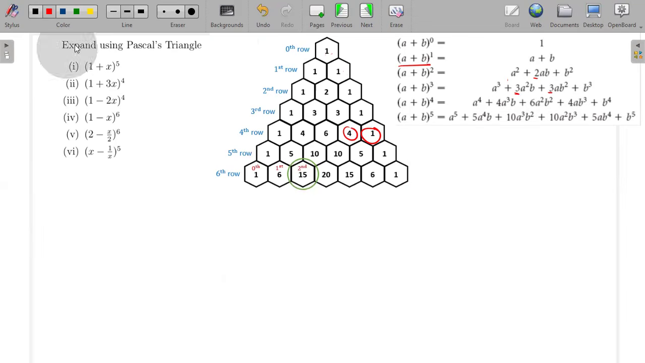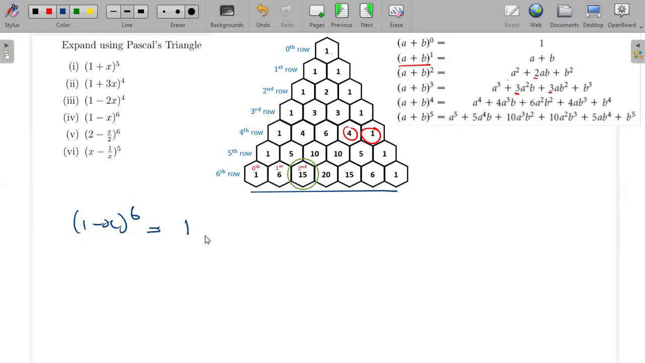Okay, so what is the next one? The next one you have (1 minus x) to the 6th power. So we use that last row there. That is going to be the binomial coefficient. That's 1. I have 1 here, so I'm going to get 1. Negative x is raised to the power 0, which is just 1. So I leave it that way.